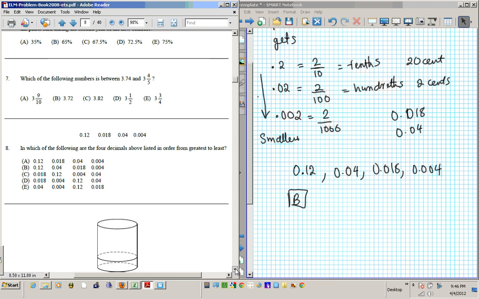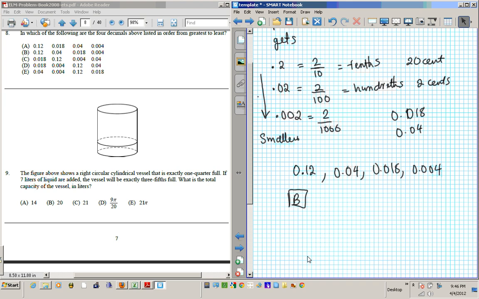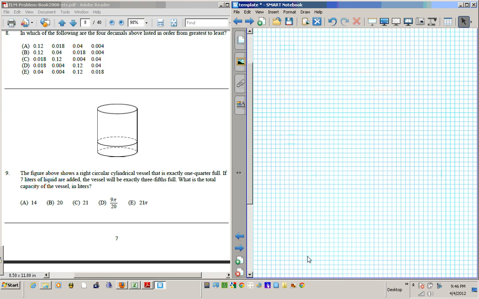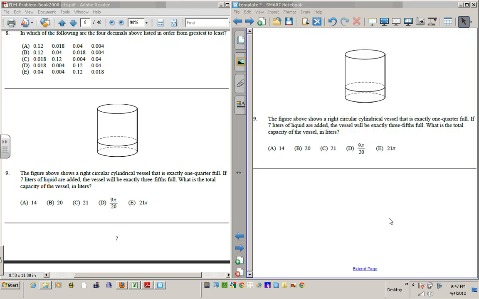For question 9, it says, the figure below shows a cylindrical vessel that is exactly 1/4 full. If 7 liters of liquid are added, the vessel will be exactly 3/5 full. What is the total capacity of the vessel in liters? Okay, so we are working with a volume that we do not know here, the total capacity. So we need to use algebra here to make our life easier.